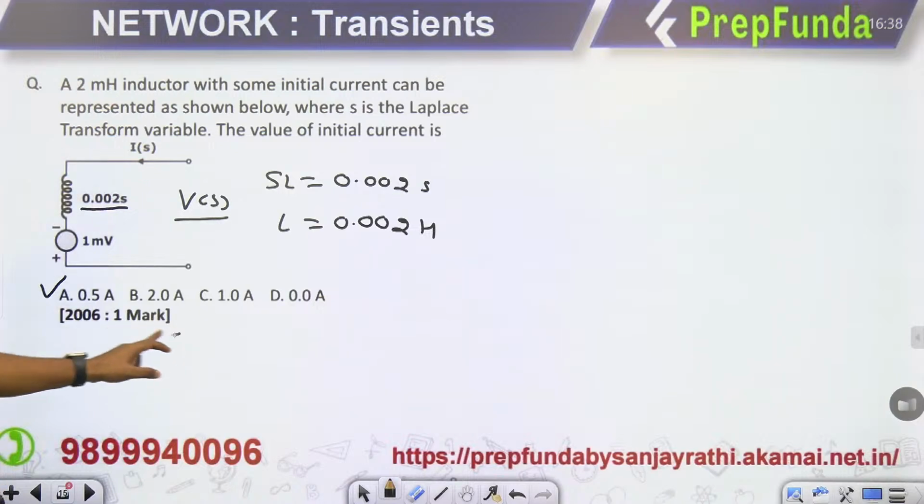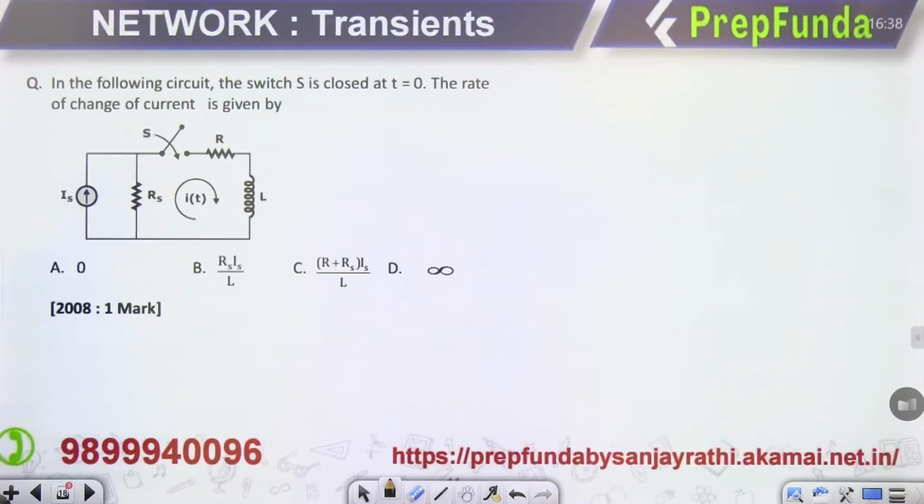It is only a 1 mark question. Then, here you go. Next question. In the following circuit, the switch S is closed at t equal to 0. The rate of change of current is given by.